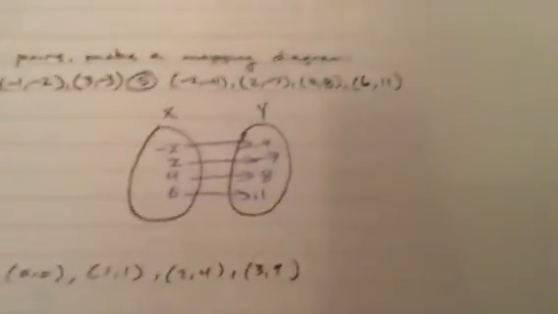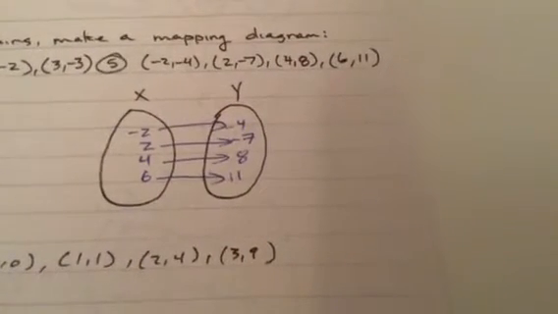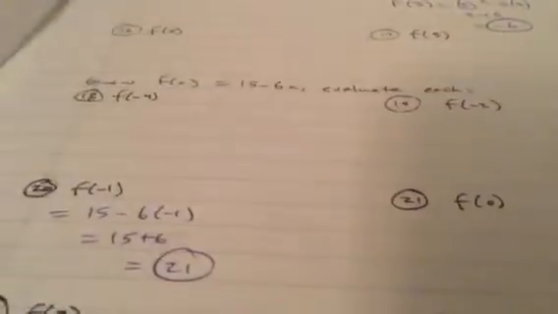Next one here, number 5. So make the mapping diagram. That is a nice one-to-one function. All right, that's a pretty easy page. Then move over to the next page, page B. And on page B, let's take a look at number 9 there.